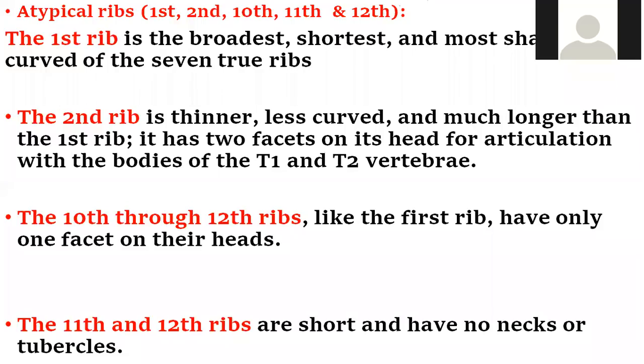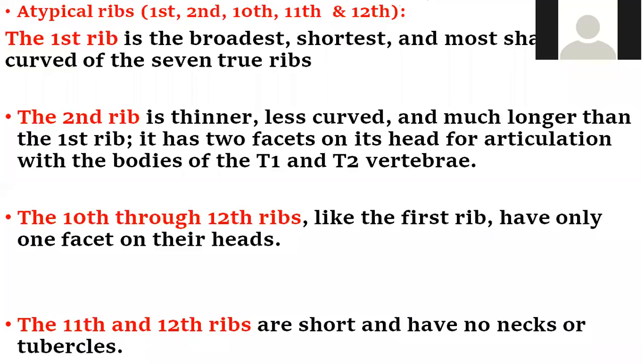Another rib that is atypical is the second rib. In this case, the second rib is thinner, is less curved, and much longer than the first rib. It also has 2 facets on its head for articulation with the bodies of T1 and T2 vertebrae.